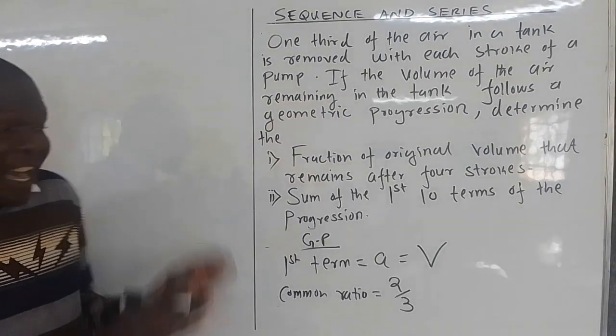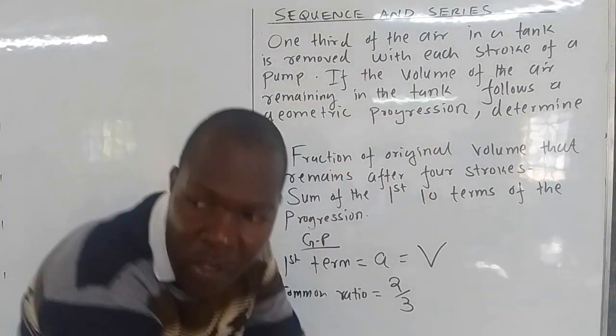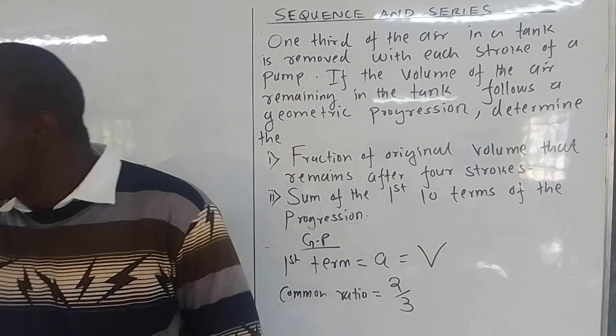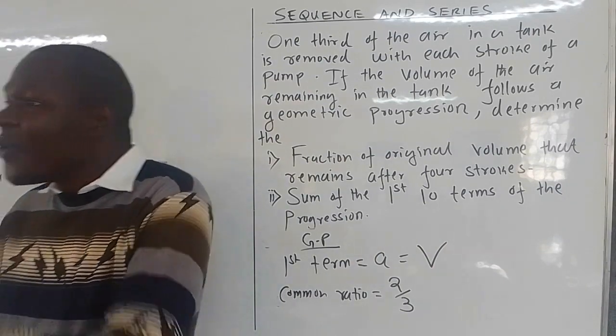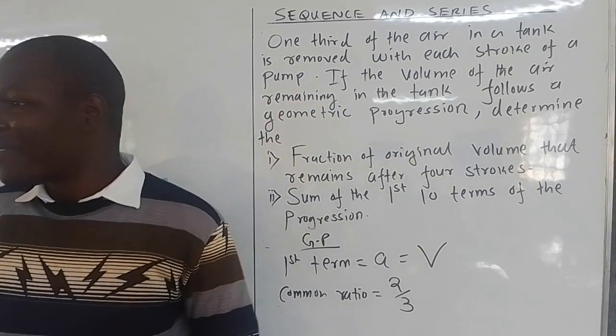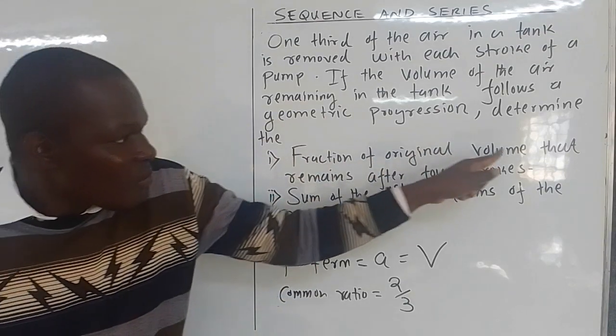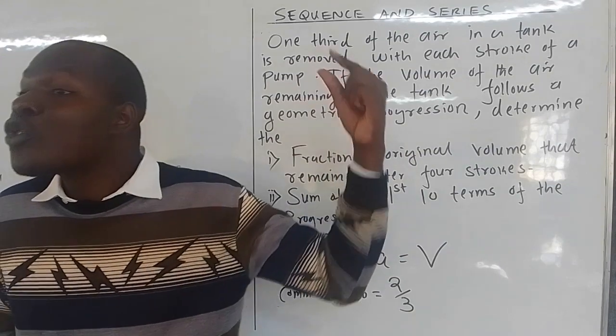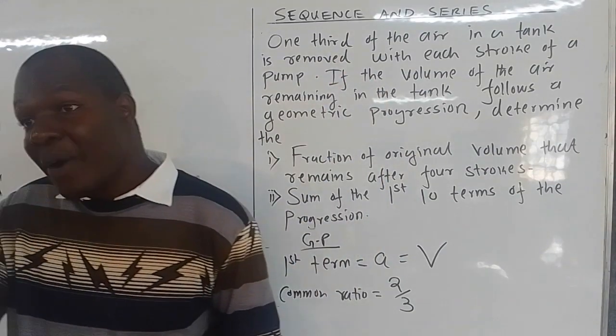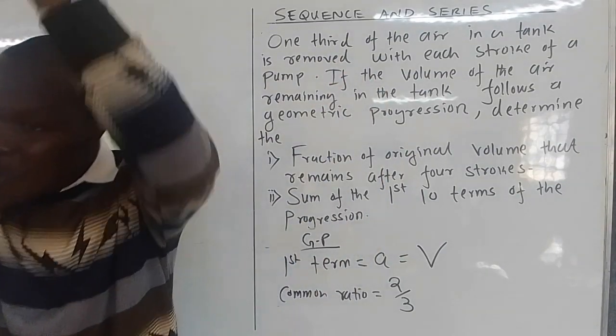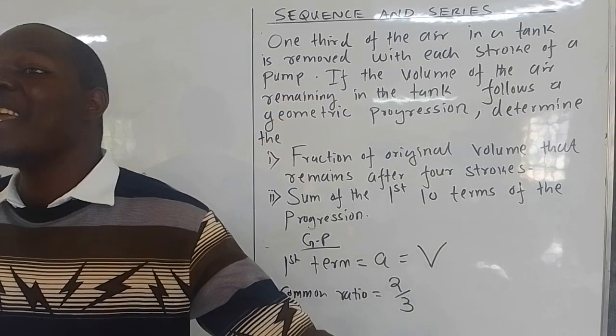After 4 strokes, you know the first term, when you make 1 stroke, the first stroke, you are in the 2nd term. When you do the 2nd stroke, you are in the 3rd term. Are you understanding the question? When they say what fraction of the original remains after 4 strokes, you must always understand the question. Otherwise, you get it wrong. When you do just 1 stroke, what is remaining is the 2nd term.